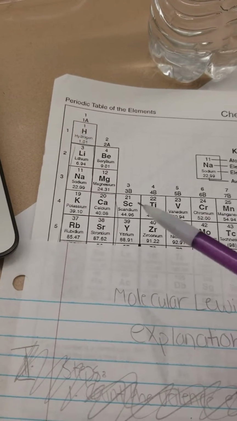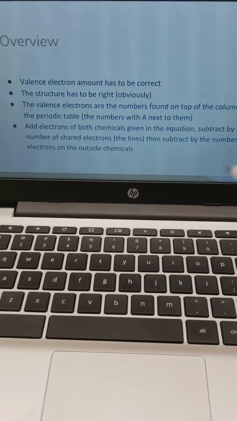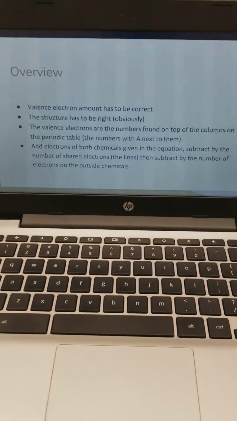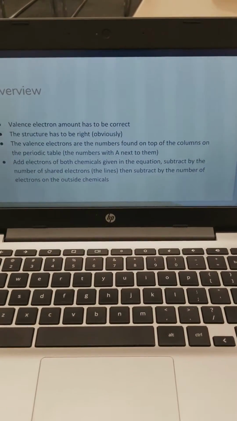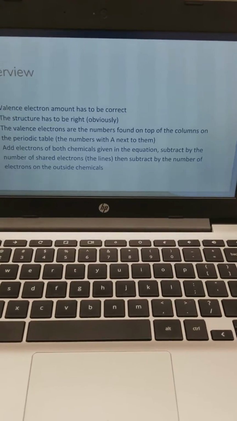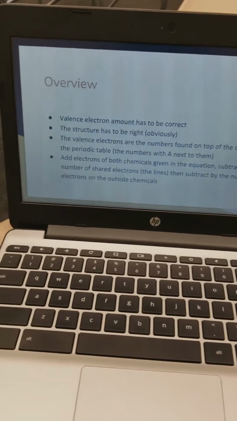But anyways, the structure has to be right. I'll go into more detail about that. And then add the electrons of both chemicals given in the equation, subtract by the number of shared electrons, the lines, and then subtract by the number of electrons in the outside chemicals. And I'll obviously describe that further.